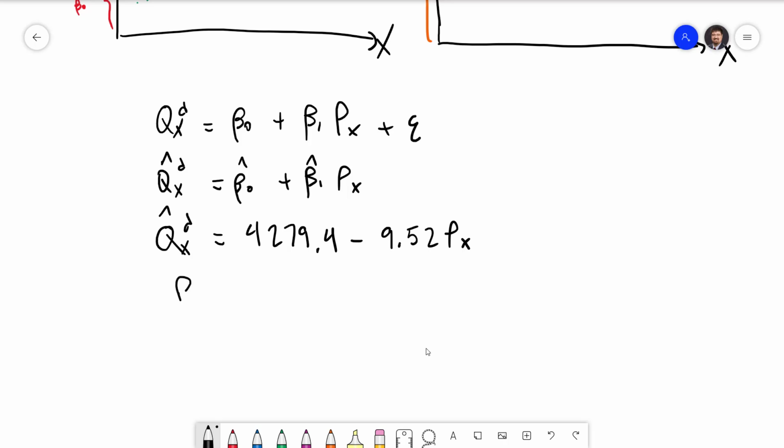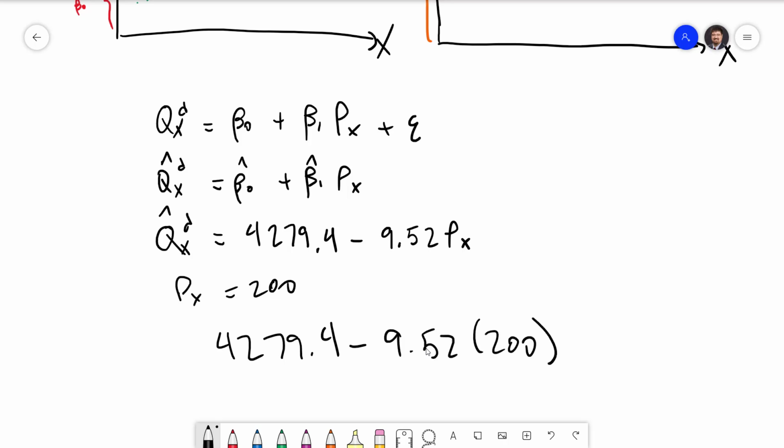So for example, suppose the price of x was 200. We would then just plug that in and we would get 4,279.4 minus 9.52 times 200, and then the answer that comes out would be our prediction. It's very tempting to just plug this in right now and do the math, and you'd get an answer that was pretty close. The problem with doing that is that we just rounded, but we want to avoid rounding as much as possible. So to do this, we are going to go back to Excel and do the calculation there.